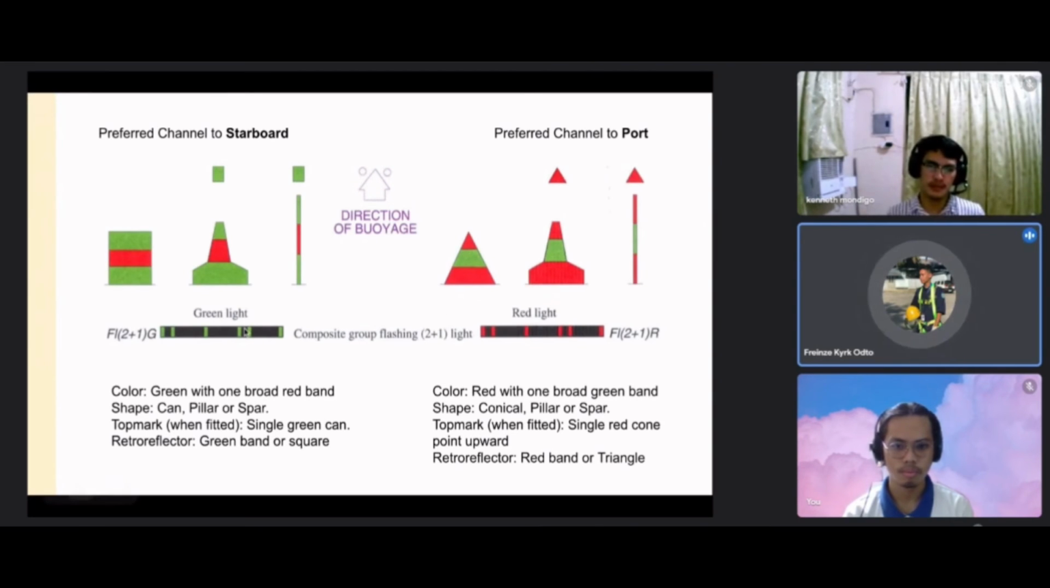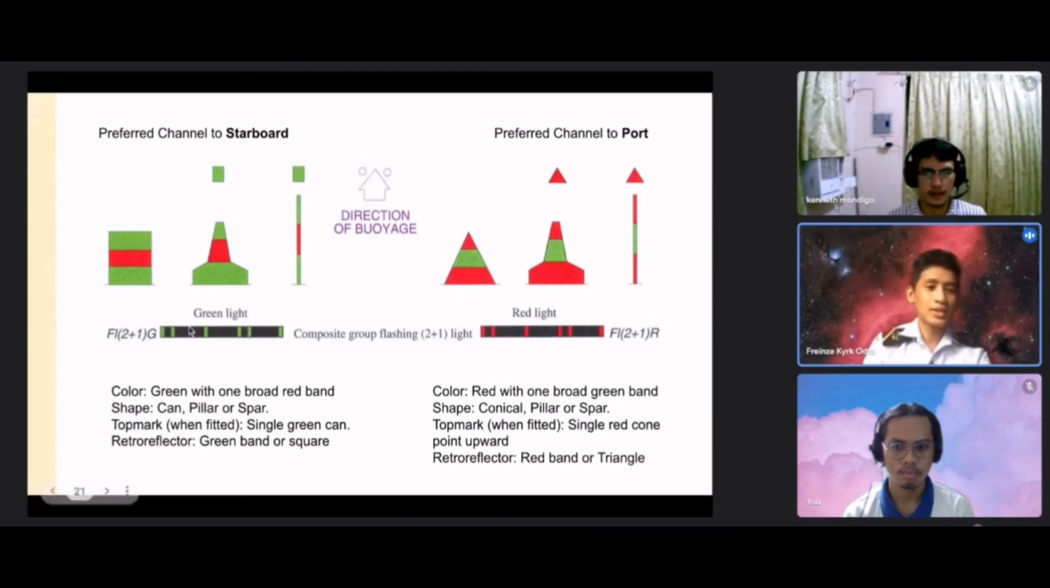So now let's talk about the characteristics of the lateral marks. As Shane said earlier, the lateral marks light characteristic is only composed of group flashing 2+1 light. It is different because it is only used for preferred channel. So in the preferred channel to starboard, flashing 2 plus 1 green light, and on the other hand, in preferred channel to port, flashing green light 2 plus 1.